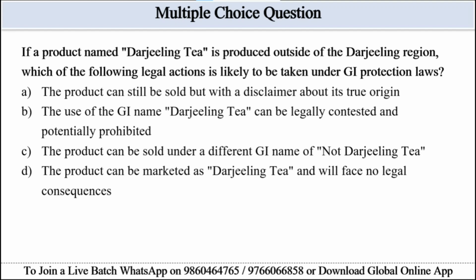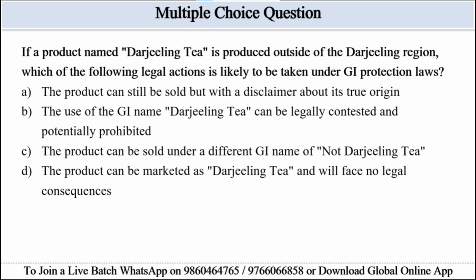So this can be eliminated because a disclaimer does not cure GI misuse, it will still be infringing. Hence option A is eliminated. Option C, the product can be sold under a different GI name of non-Darjeeling tea. This also can be eliminated because "not Darjeeling tea" as a GI is meaningless and not permitted to evade protection. In case of option D, the product can be marketed as Darjeeling tea and will face no legal consequences. This one is incorrect because it is going to face some legal consequences.